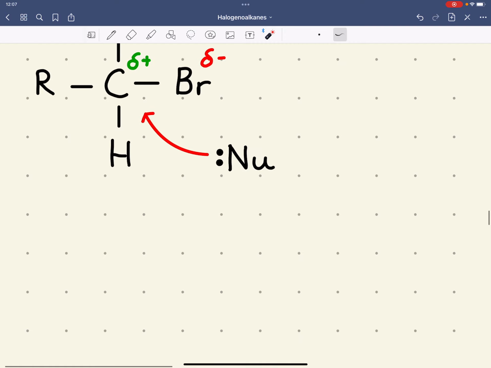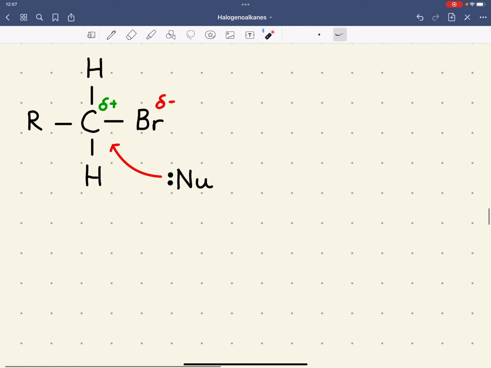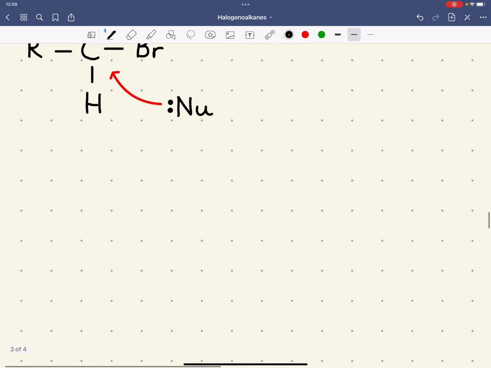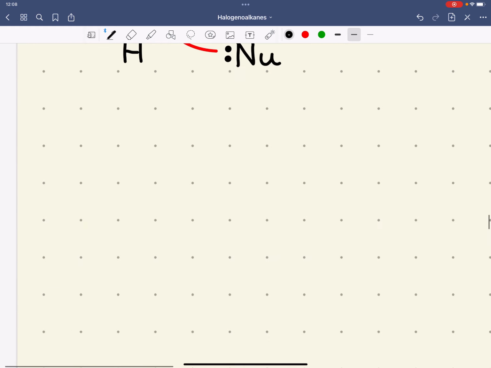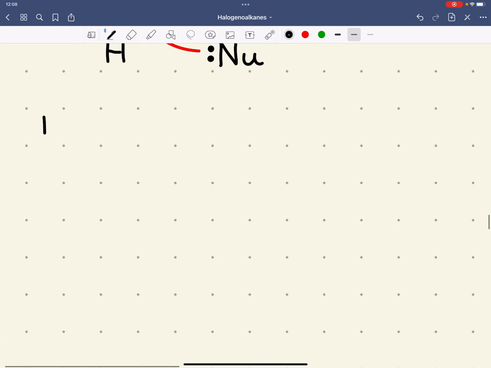And as far as A-level goes, at least, you need to be aware of 3 nucleophiles. Obviously, it can be attacked by a variety of nucleophiles, but we're just going to look at 3 nucleophiles. So, nucleophile 1 is hydroxide ions.